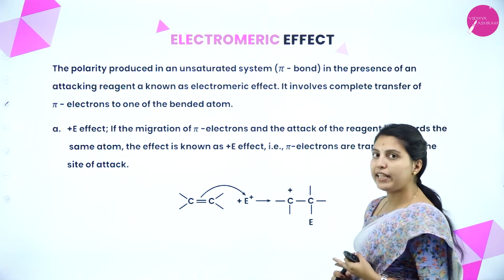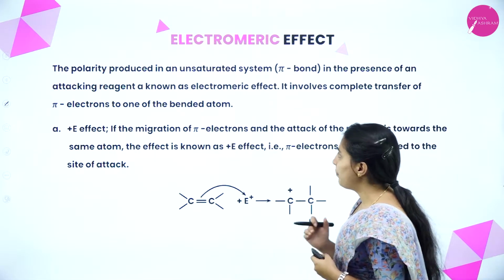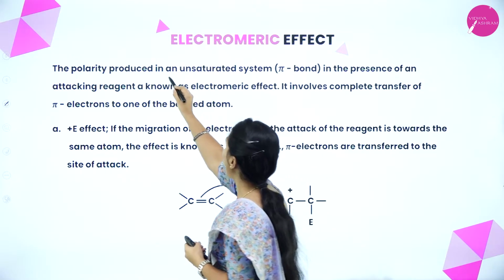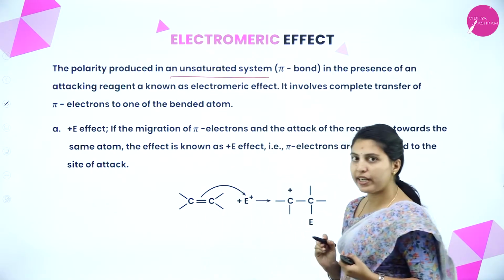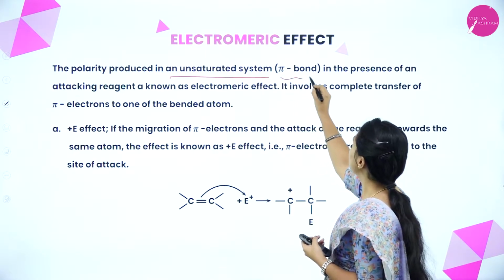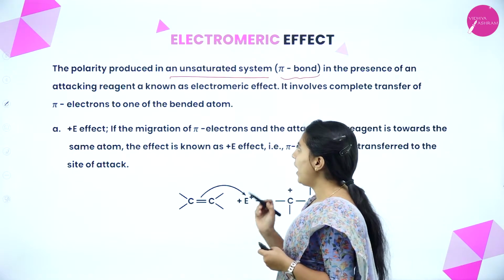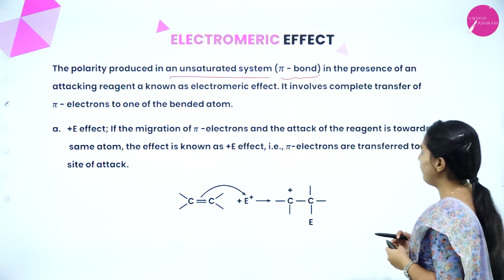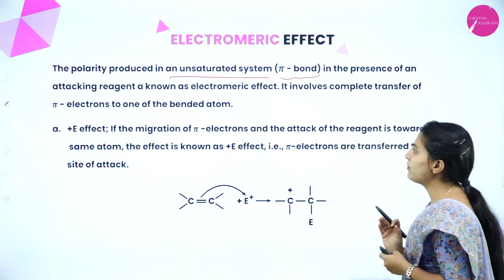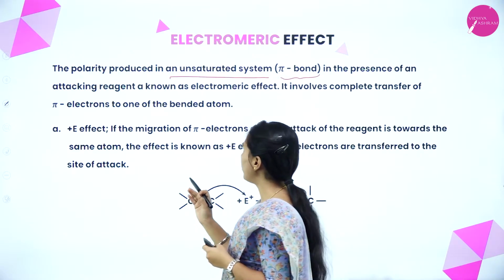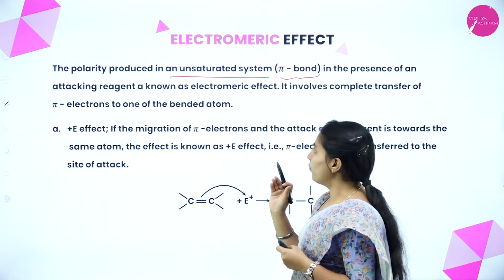Next one is the electromeric effect. It is the polarity produced in an unsaturated system. Unsaturated means a pi bond system. In the presence of an attacking reagent, it is known as the electromeric effect. It involves complete transfer of pi electrons to one of the bonded atoms. Okay, what are they telling?